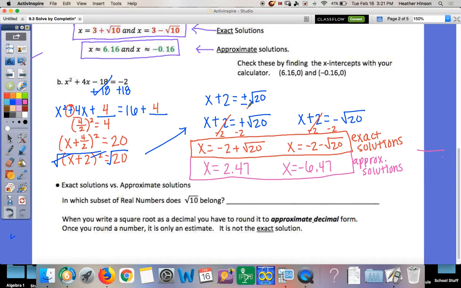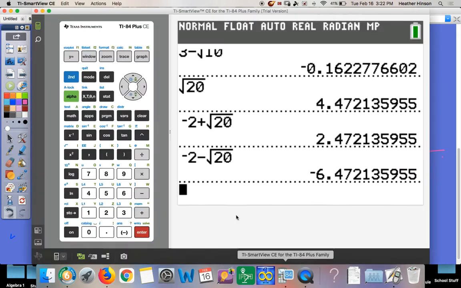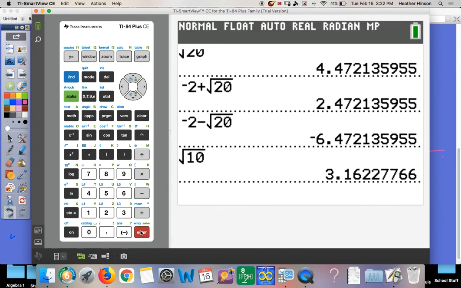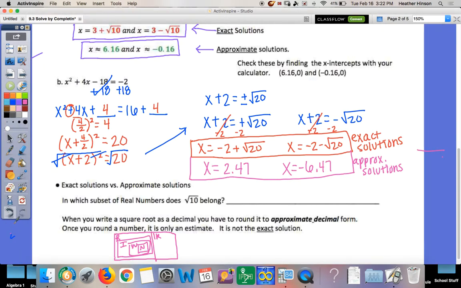Okay, so your exact versus approximate solutions. Which subset of real numbers does square root of 10 fall in? So if you remember back, way back last semester, we gave you this box, your real number system, and we gave you rational and irrational, then we gave you integer, whole, and natural. Where would we find square root of 10? Well, square root of 10 is not a perfect square. If you plug it into your calculator, you're going to get a very long decimal. Your non-perfect square roots that are very ugly numbers, those always fall under irrational.